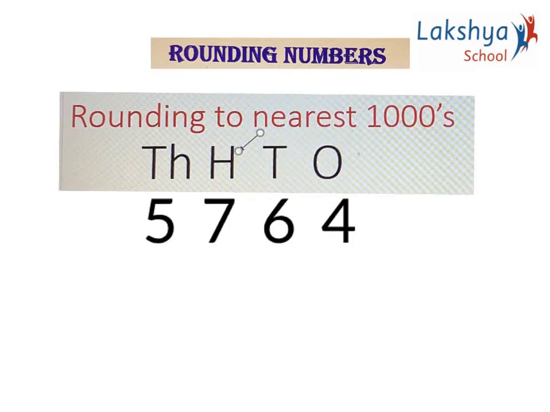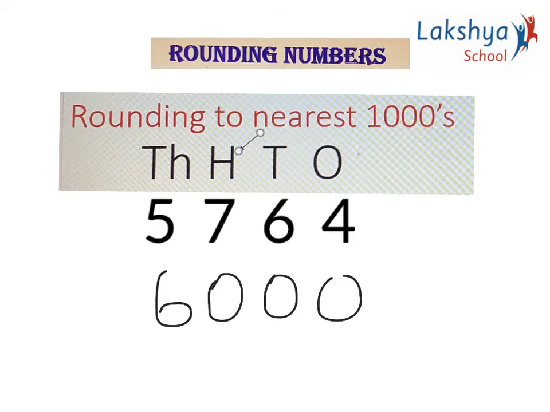Rounding to the nearest thousands. If you round the number to the nearest thousand, you are supposed to look at the number to the right of the thousands place, that is 7 over here. So the number 7 is greater than 5. So we are supposed to increase the thousands place by 1. So the 5 becomes 6 and add the zeros to the right side. This is how we have to round the number to the nearest thousands.